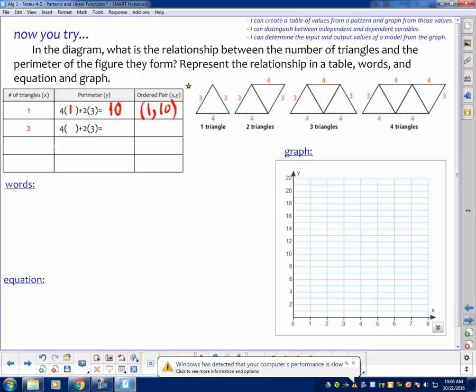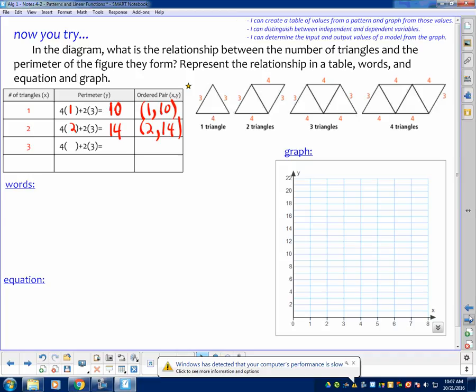Just 2 here. Yeah, it's going to be a total of 8, but we have 2 triangles for a total of 8 added to the perimeter. 4 times 2 is 8, plus 6 is 14. So you'll notice the pattern looks a little different here. What about the next one?